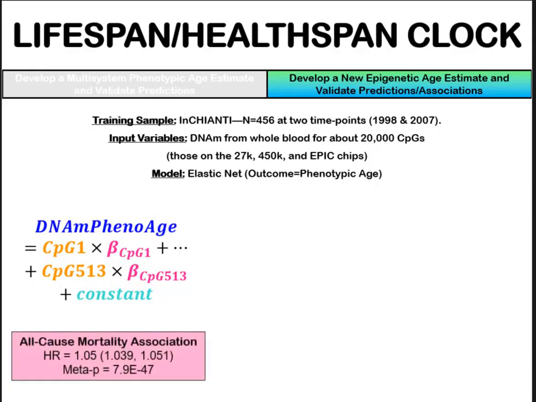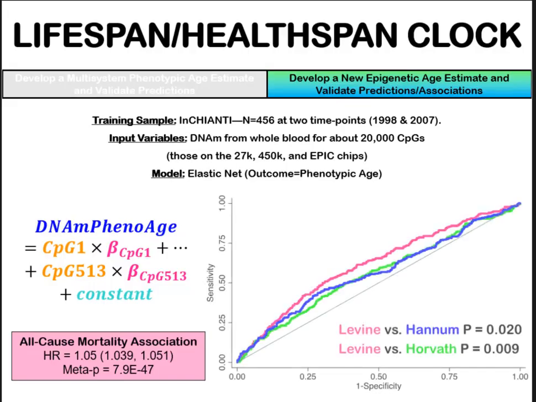What we find is that after adjusting out chronological age, we get a hazard ratio for all-cause mortality of 1.05. So that's a 5% increase in your risk of all-cause mortality for every 1 year increase in your epigenetic age relative to your chronological age, essentially. And here's one of those ROC curves again, where we're comparing our mortality prediction with that of the Hannum and the Horvath measures that I originally showed you. We find that this one produces a much better mortality prediction, in this case using 9 different independent data sets that we validated this in.